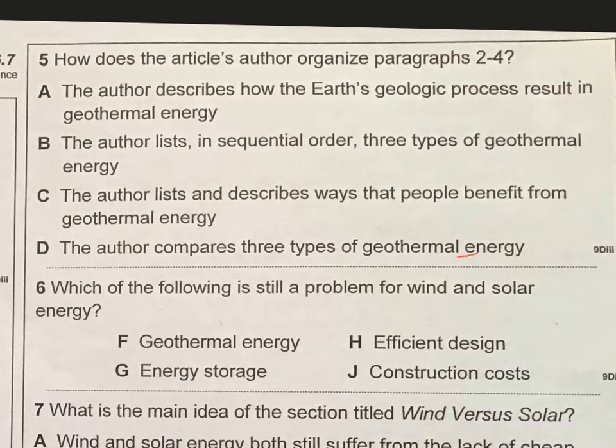Okay, let's look at question number 5. How does the article's author organize paragraphs 2 through 4? Well, they're asking us about paragraphs 2 through 4 only. And once again, they're asking us how the author has organized this material. How has the author put the information into paragraphs 2 through 4?